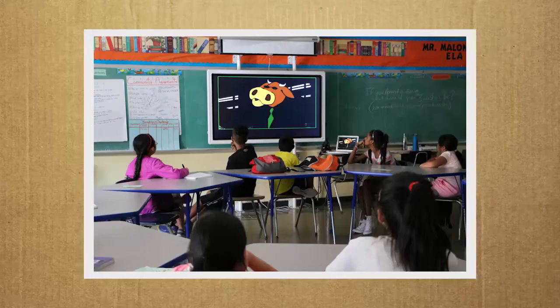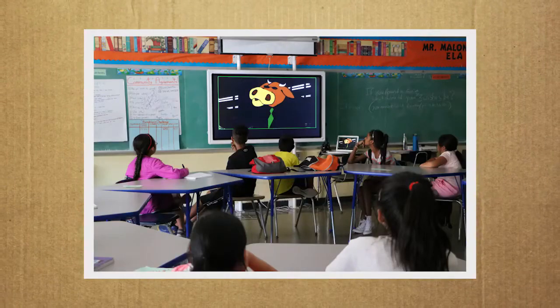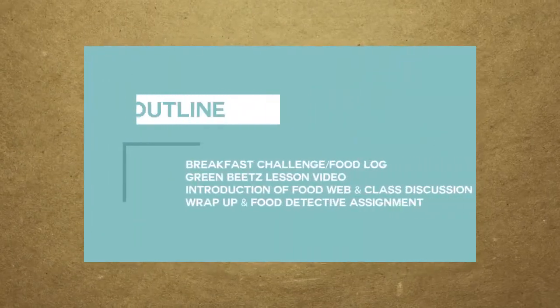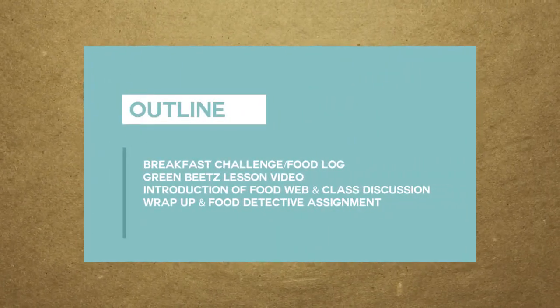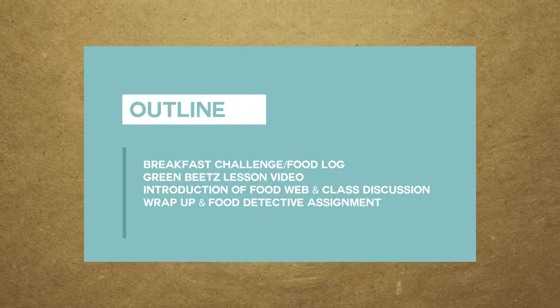So the natural food cycle, day one, is broken down into you reviewing the breakfast challenge and then introducing your students to the video of the day to help them get ready for what they're about to learn and really hone in on those teaching points. And then it's a very open discussion about food systems and food webs to get them really ready for day two.